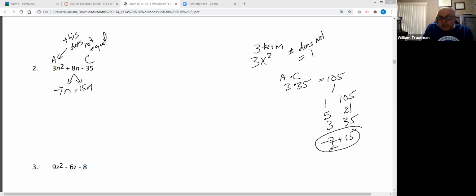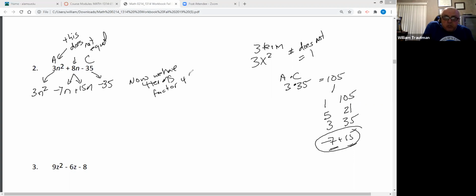We're using negative 7 and 15, so negative 7n plus 15n equals 8n. They equal each other. We're not changing the problem. We're changing its appearance, but not its value. Then we have a negative 35 at the end and a 3n squared in the front. As soon as you split the middle, now we have 4 terms.